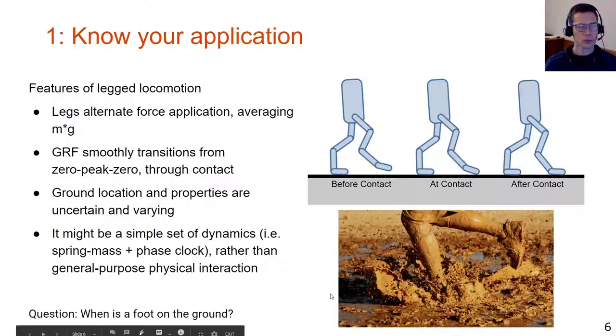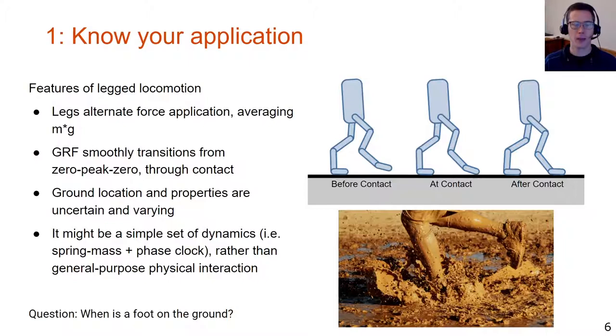Okay, so thinking about legged locomotion, my particular interest, features that matter. Of course, the legs are alternating. One's off the ground and one's on the ground, and you have to average mg in order to keep the body up. We know that in animals, and for very good reasons, we want to smoothly transition the forces to the peak force in the middle of stance and back to zero through a contact with the ground. But we don't want that to be a discrete change. We don't want any very sharp changes in the amount of force we're applying.